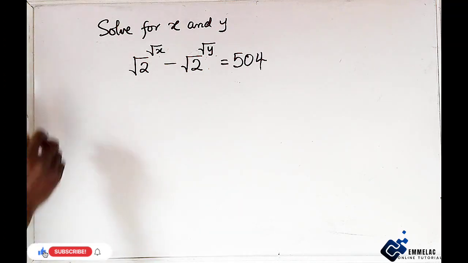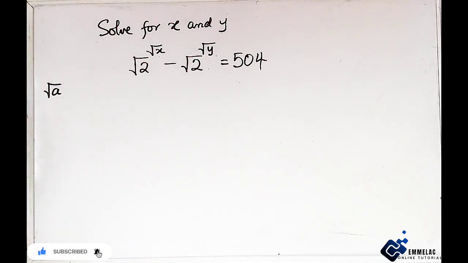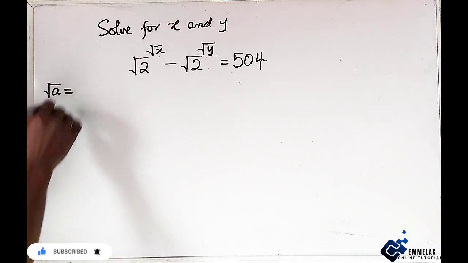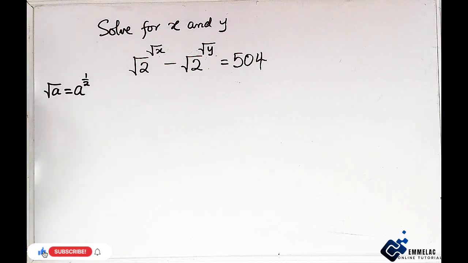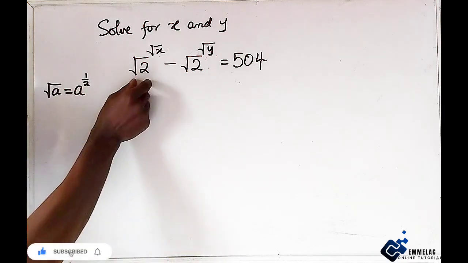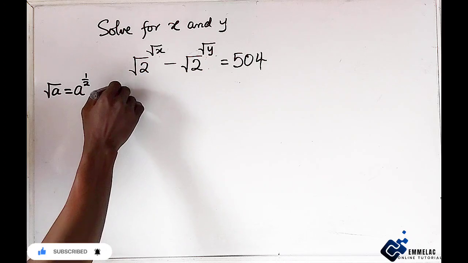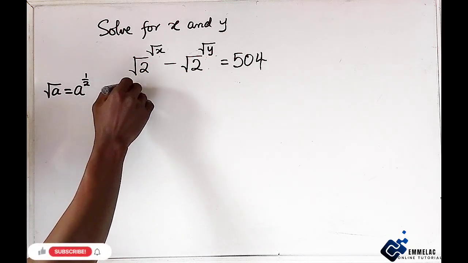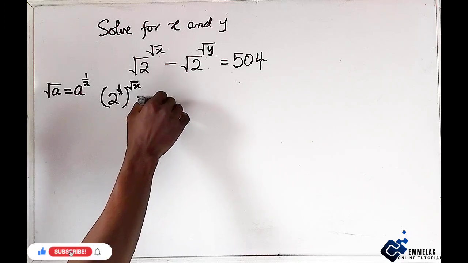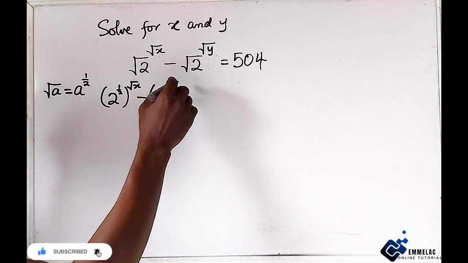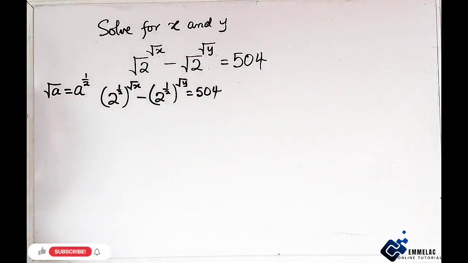Now let us recall that according to the law of indices, when you have an irrational number like the square root of a, in the form of an exponent, it is a raised to the power of 1 over 2. If this is true, we can apply it to the left hand side of the equation. So here we have 2 raised to the power of 1 over 2, raised to the power of the square root of x, minus the same 2 raised to the power of 1 over 2, raised to the power of the square root of y, equals 504.